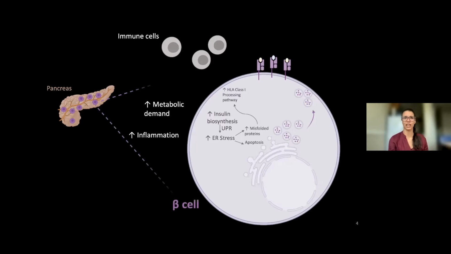And this situation can arise from a variety of different perturbations. And specifically in type 1 diabetes, it can be caused by high metabolic demand or high glucose levels. The resulting perturbation in the beta cell homeostasis can lead to the unfolded protein response that increases these misfolded proteins and can then lead to apoptosis.